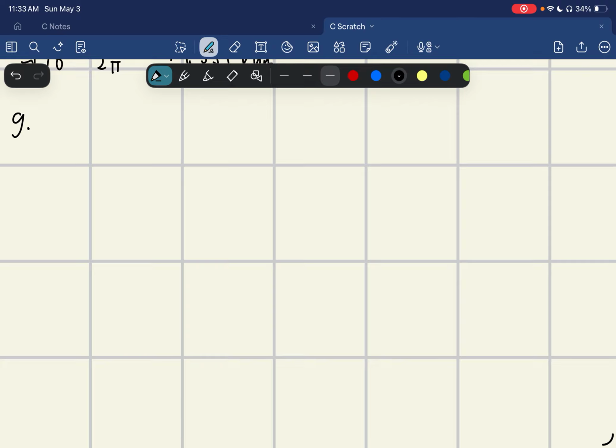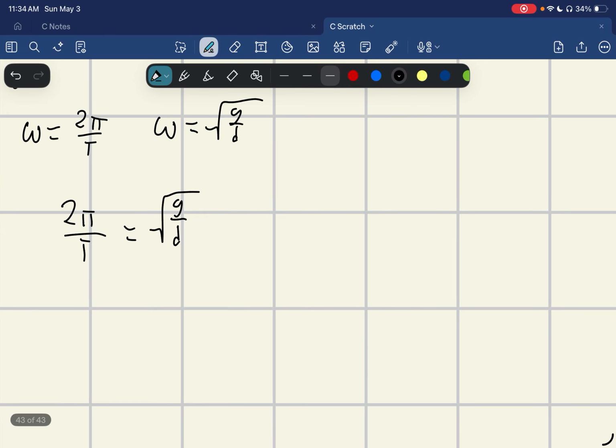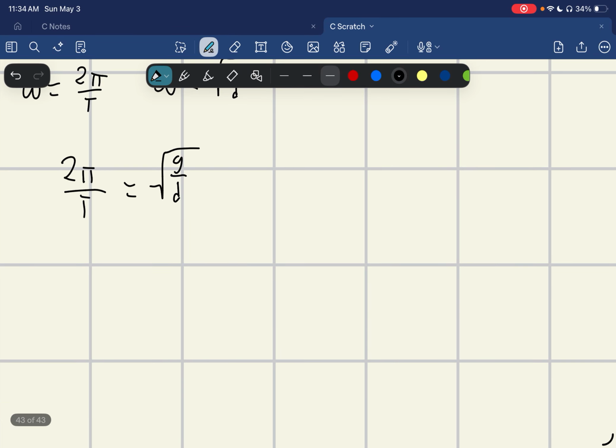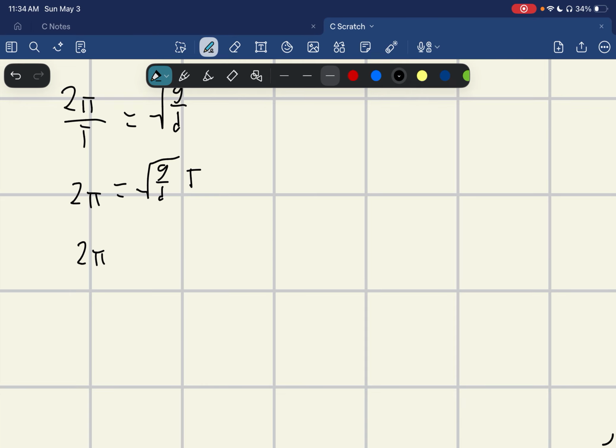Right. Part G asks us to derive an expression for the period T in terms of the variables given and any appropriate fundamental constants. So we know that omega is equal to 2 pi over T, but we also know that omega, as found earlier, is radical g over d. So we're just going to equate these two together. So you're left with 2 pi over T is equal to radical g over d. And then multiply T over, so we have 2 pi is equal to radical g over d times T. And then divide by rad g over d on both sides. So we have 2 pi times radical d over g is equal to T.